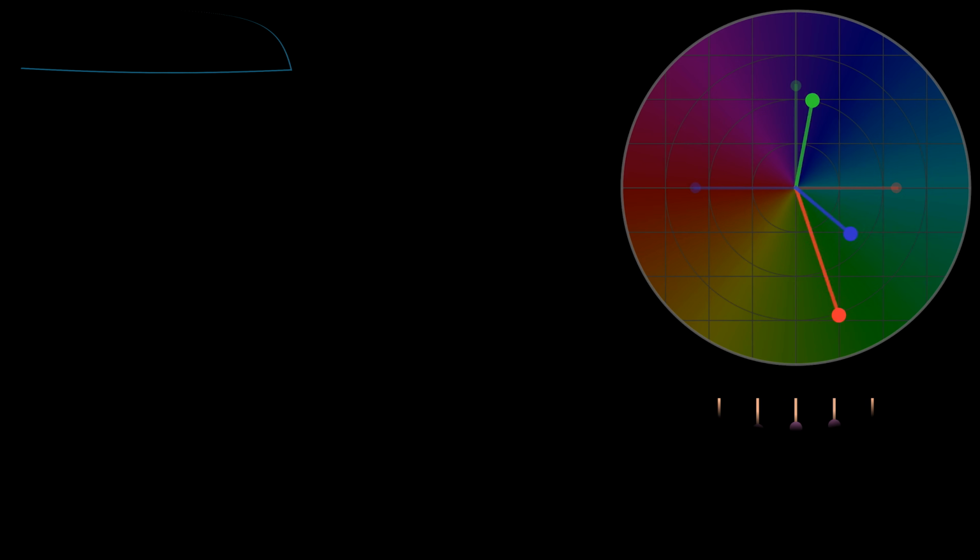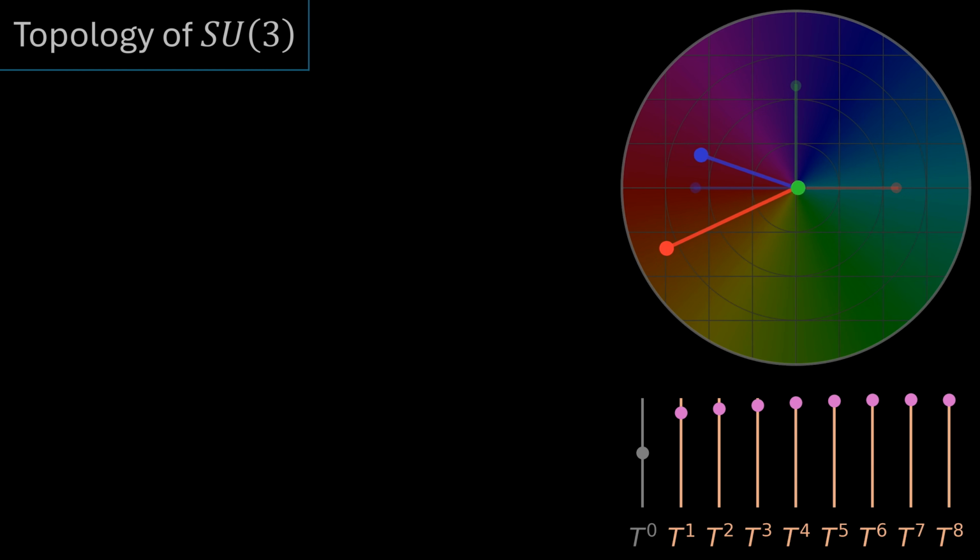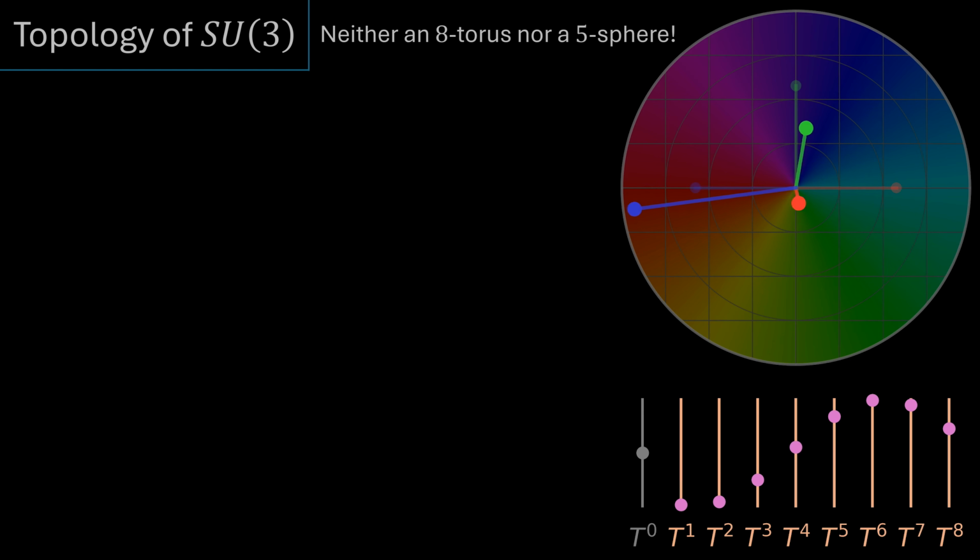All right, I want to say a few words about the topology of SU3. That is, what kind of a manifold are we dealing with here? You know, U1 is a circle, SU2 is a hypersphere. So what is SU3? Well, you might think it's an 8 torus, or perhaps a 5 sphere, but it's not. But if we review the reasons we might think it's an 8 torus, or a 5 sphere, then we'll be able to see the kind of thing that it actually is.